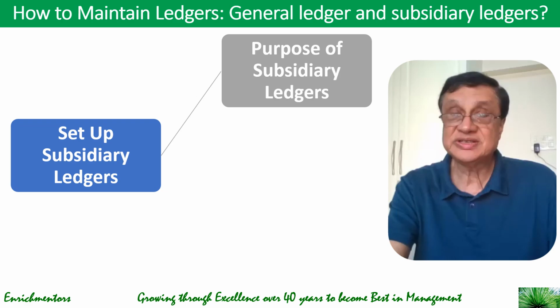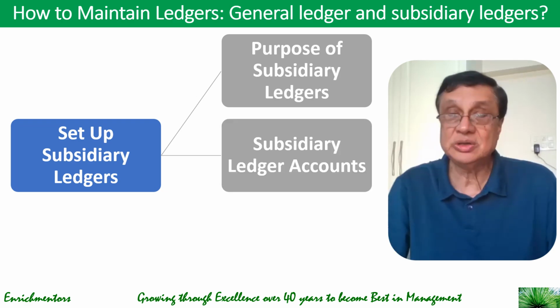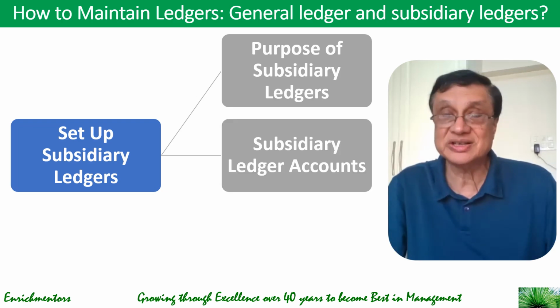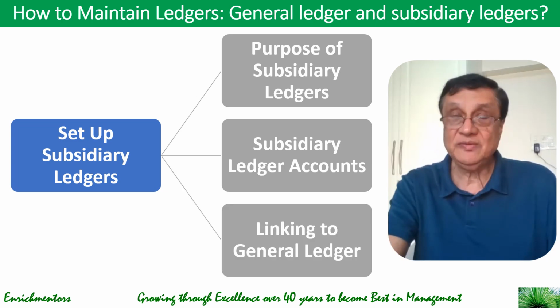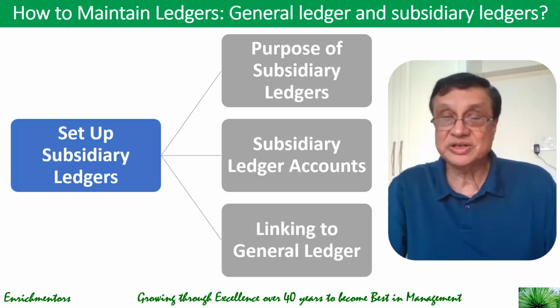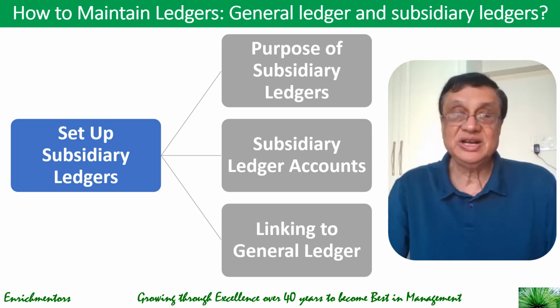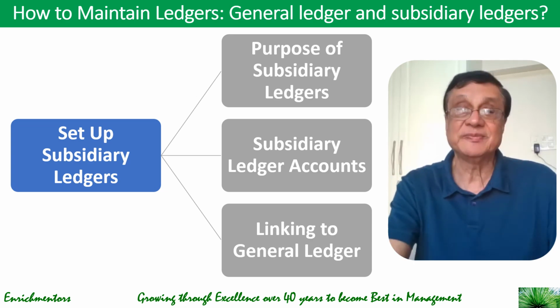And then in these subsidiary ledgers, you set up individual accounts within each subsidiary ledger for each customer, vendor, or inventory item. And the total of all the individual accounts in the subsidiary ledger is linked to the general ledger, and the total of them should match the balance of the corresponding control account in the general ledger. So you set up these subsidiary ledgers and link them to the general ledger.